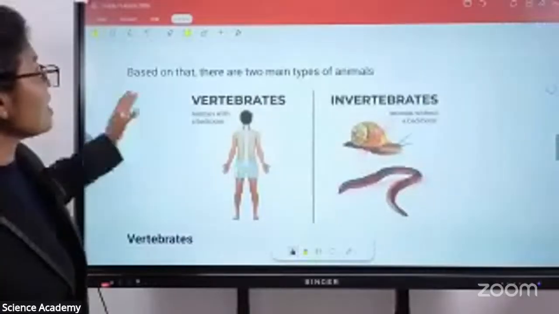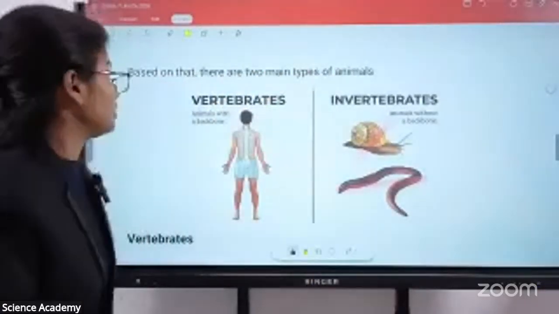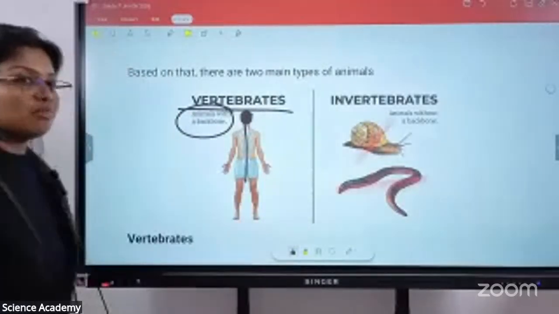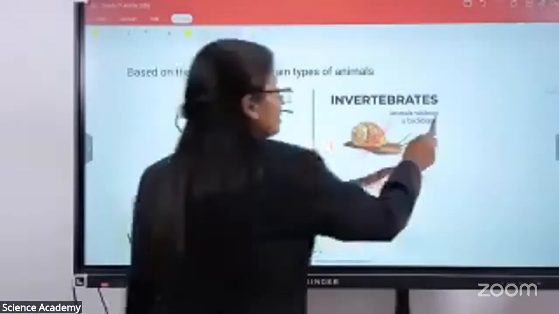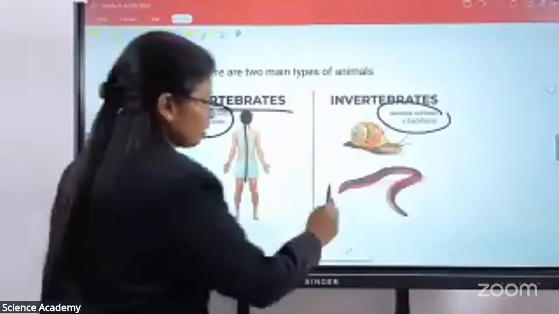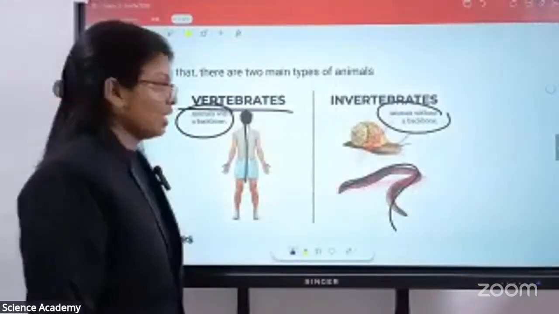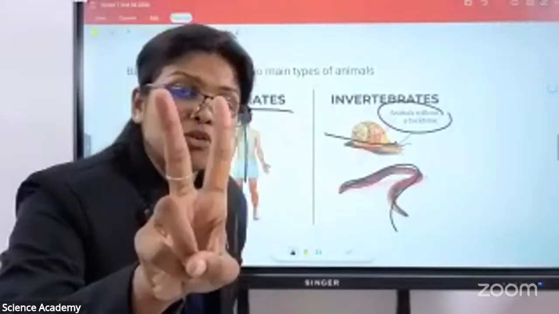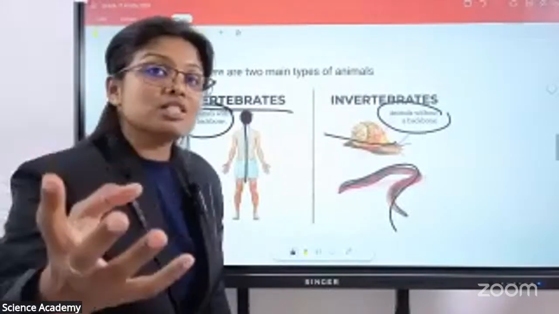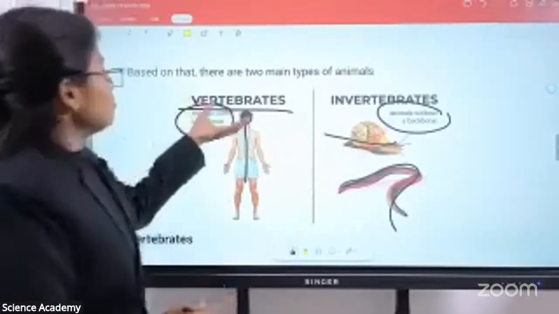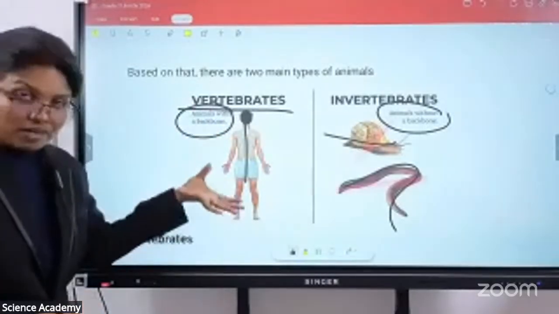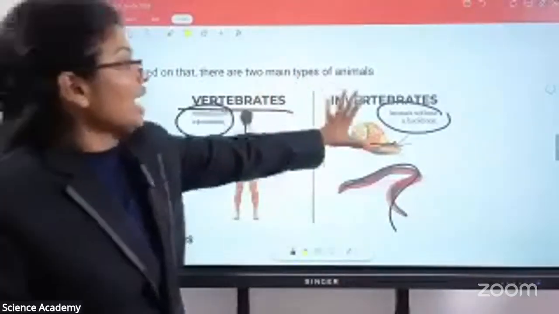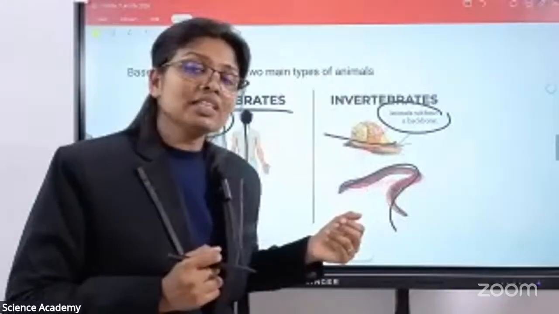So children, based on that, there are two main types of animals. Vertebrates are animals with a backbone. Invertebrates means animals without a backbone. They don't have a backbone. So there are two major groups of animals based on the presence of a backbone. Animals that have a backbone or a central line of bones are called vertebrates. Invertebrates are animals that don't have a backbone.